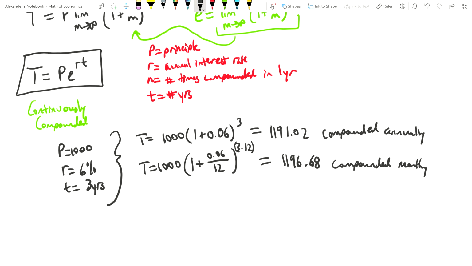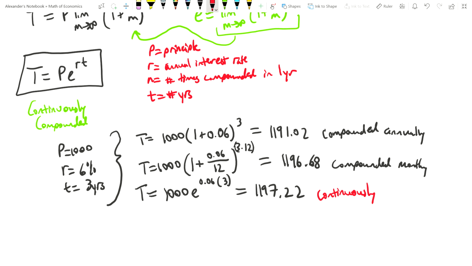Okay, now let's see what happens if we continuously compound our interest. So that's 1,000, which is the principal, times e to the 0.06 times 3 years. And this is going to get us 1197.22. And you can see that continuously compounded interest gets you the most overall.